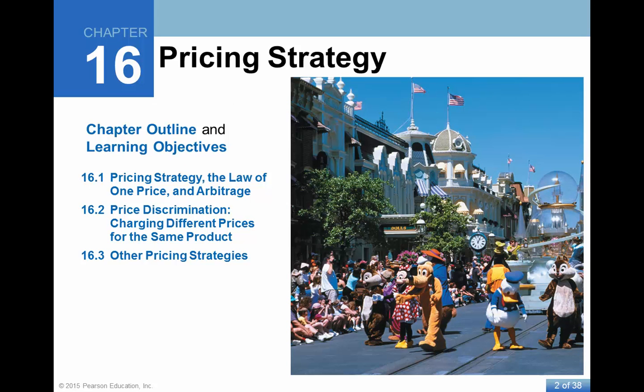Chapter 16 is on pricing strategy. Chapter outline and learning objectives. After finishing this chapter, you will be able to discuss pricing strategy, the law of one price, and arbitrage. You will be able to explain price discrimination, charging different prices for the same product. And you will be able to discuss other pricing strategies.